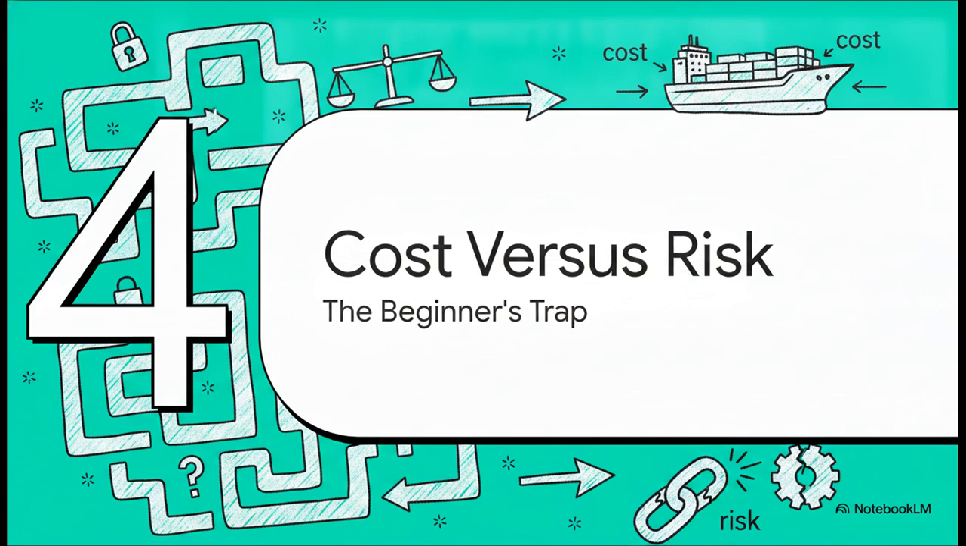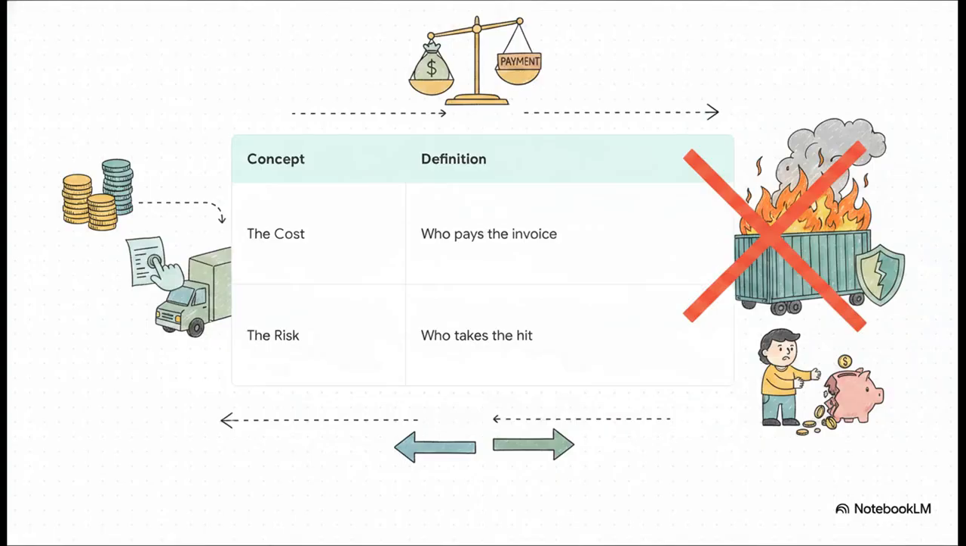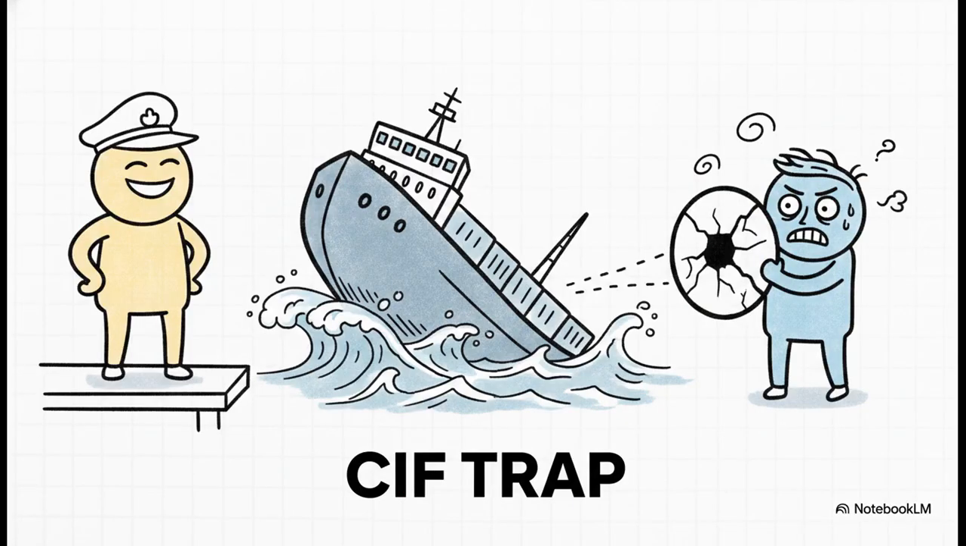Cost versus risk. Breaking down the ultimate beginner's trap. Now, what's really interesting here is how beginners constantly confuse paying for the shipping with actually owning the risk. The cost is simply a matter of who pays the freight company's invoice. The risk, on the other hand, is entirely different. It's all about who takes the financial hit if that truck catches on fire. You can pay for the cost without holding the risk and vice versa. Which perfectly explains what we call the CIF trap.